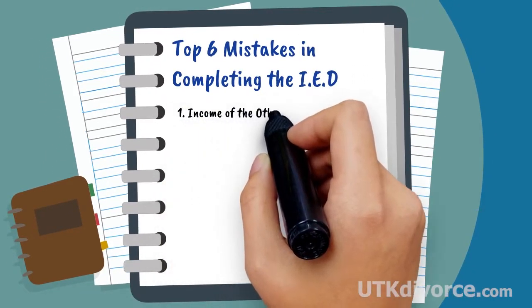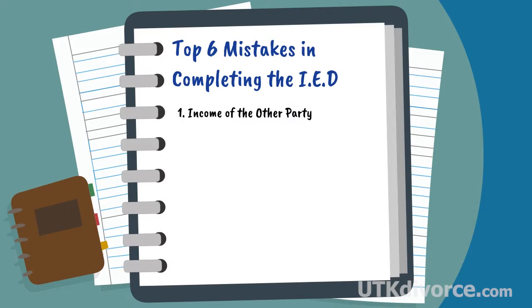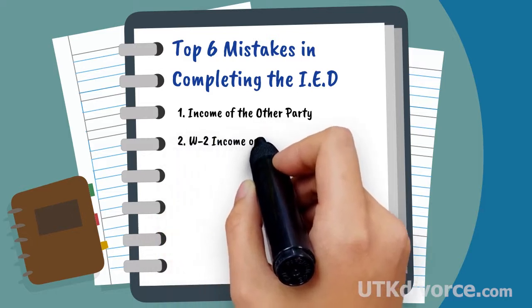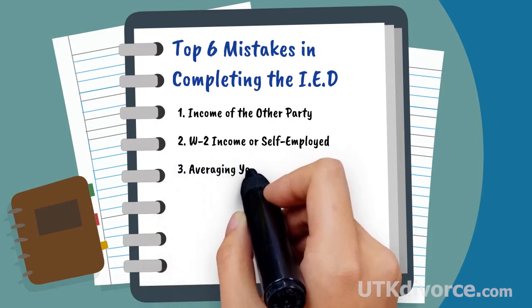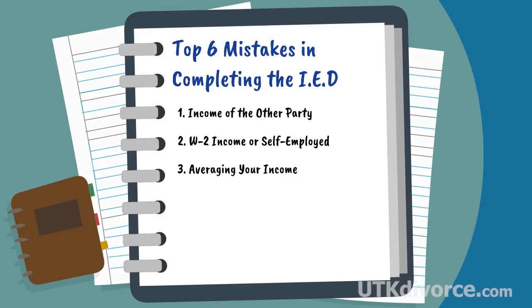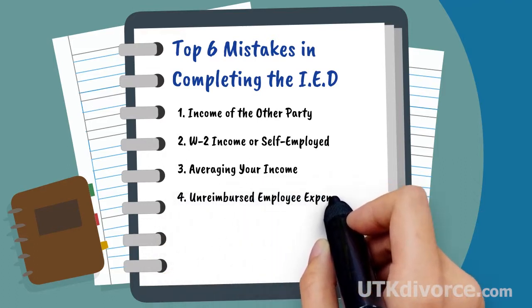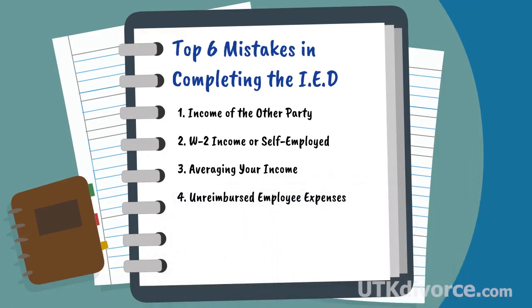The first one is not listing the income of the other side, or at least providing additional information on which the court can make a decision on what they're making. Number 2 is listing your income as a W-2 or self-employed or a hybrid of both. Number 3 is averaging your income if you're not a W-2. So if you have fluctuating income, you want to average your income and reflect that on your income and expense. Number 4 is reflecting unreimbursed employee expenses. If you're an employee and you actually spend money to keep your job, you want to show that.